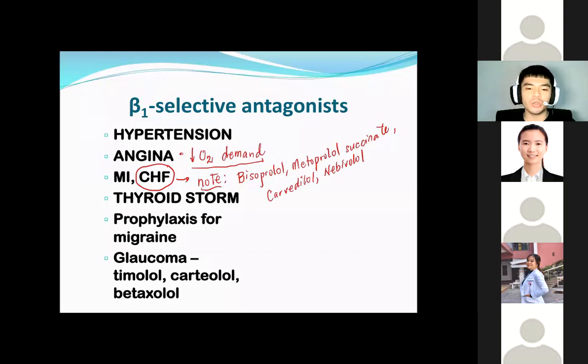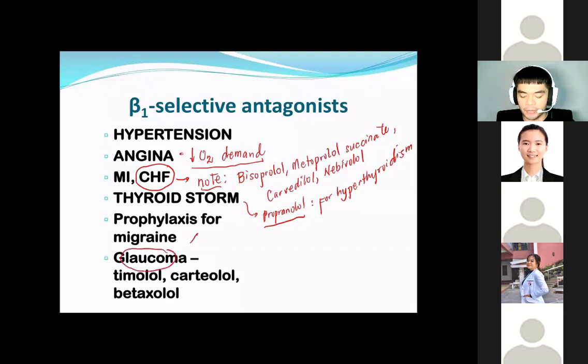Next, these agents can also be used in thyroid storm. So in particular, we use propranolol in this situation. So ginagamit siya for thyroid storm or hyperthyroidism. Everyone, sa finals, madidiscuss natin ang propranolol for hyperthyroidism. Doon ko ie-explain ang mechanism leading to anti-thyroid effect. So ngayon, isipin nyo muna pwedeng gamitin for hyperthyroidism ang propranolol. This will make sense pagdating natin ng finals. And then, pwede rin silang gamitin as prophylaxis for migraine headache.